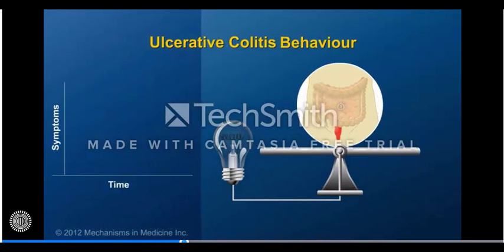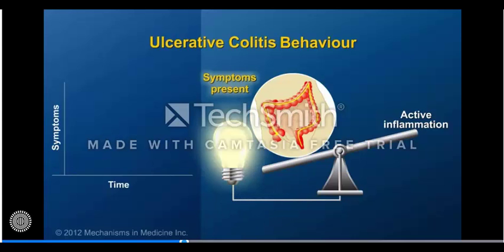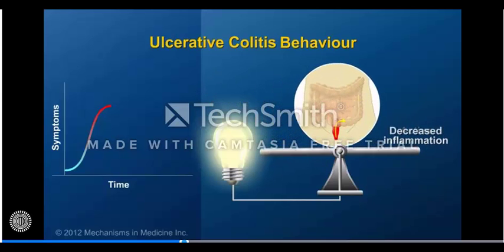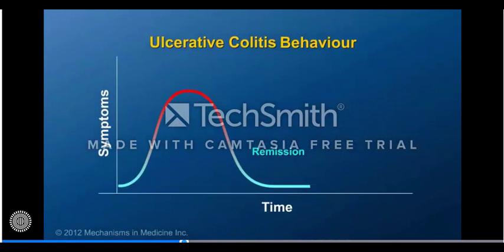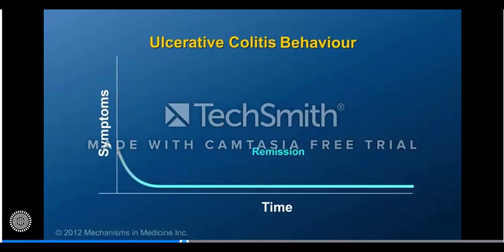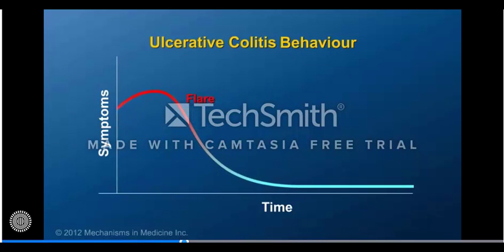Ulcerative colitis is characterized by periods of time with active inflammation when the patient is experiencing symptoms, and periods of time when the inflammation is turned off and the patient feels well. We call these periods of wellness remission. Many patients with ulcerative colitis have long periods of remission, alternating with periods of active inflammation, which are called flares. Some patients have more severe flares than others.